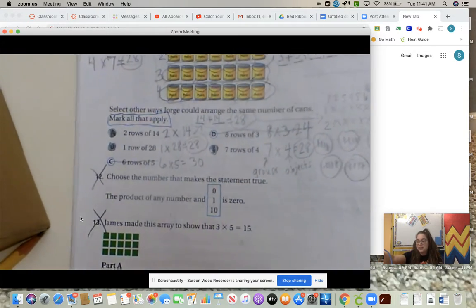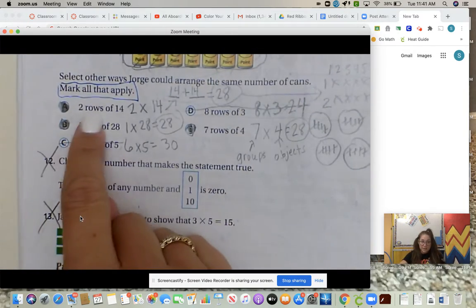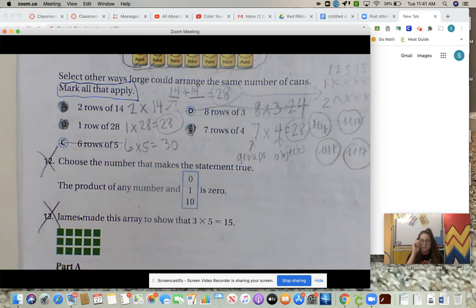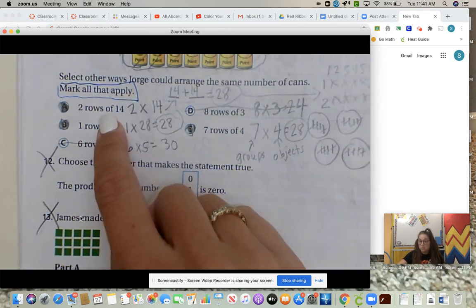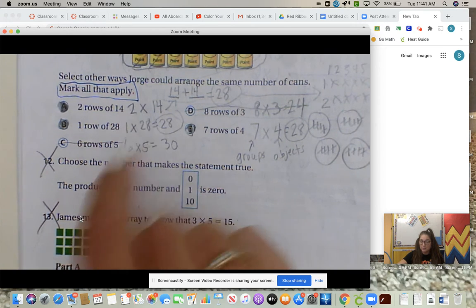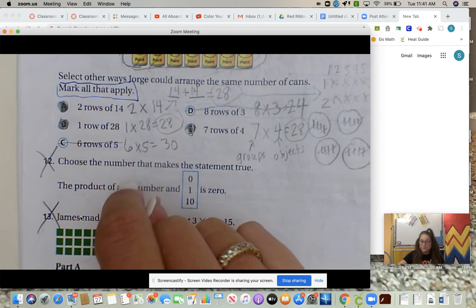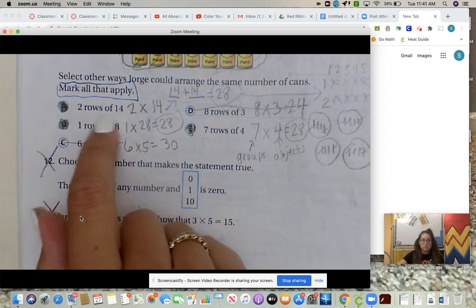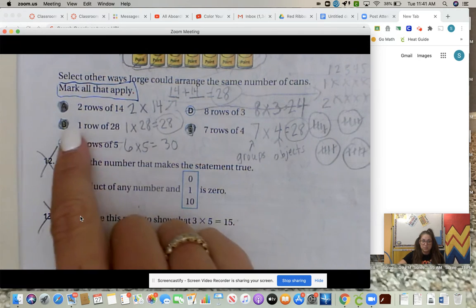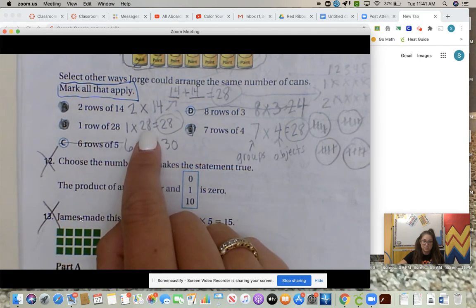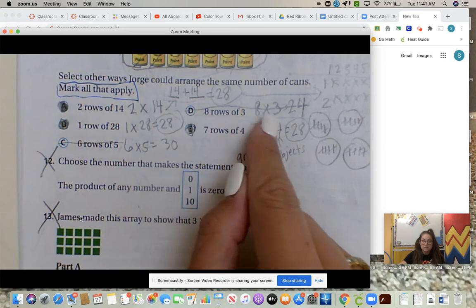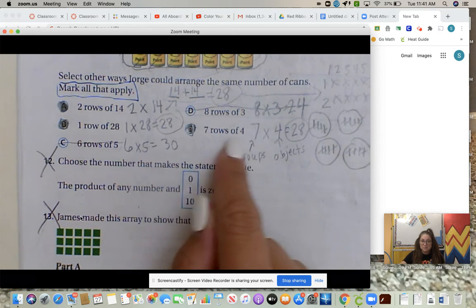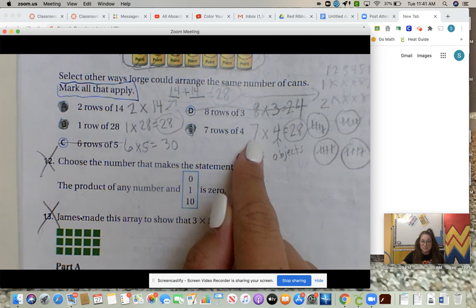First, what we did is turned our array talk into multiplication. Remember, rows are first. Of means multiply. Our second number is how many are in each row, or columns. 2 rows of 14 is 2 times 14. 1 row of 28 is 1 times 28. 6 rows of 5 is 6 times 5. 8 rows of 3 is 24. 7 rows of 4 is 7 times 4.